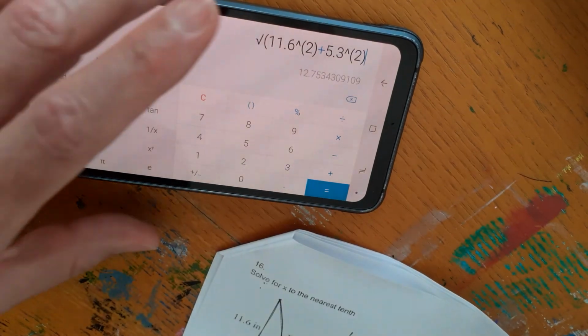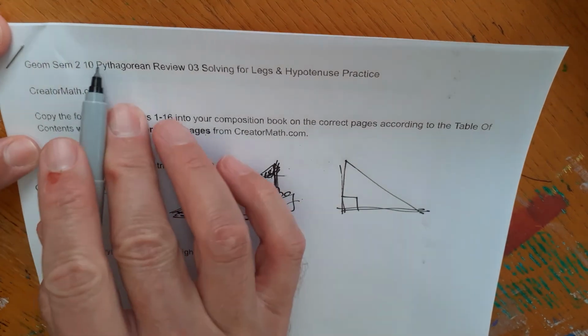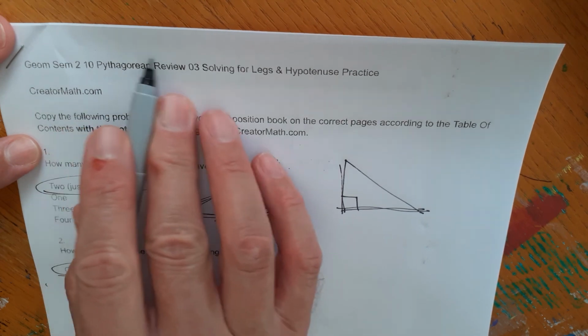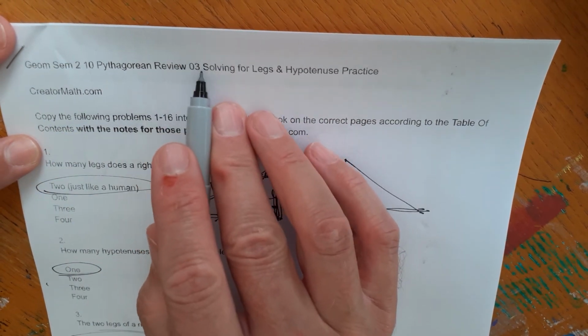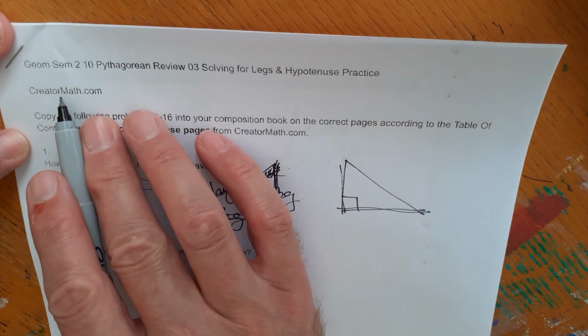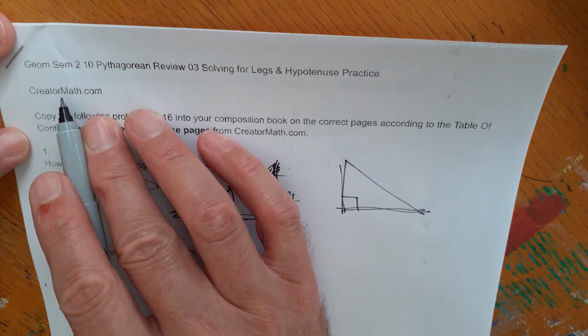All right, so make sure you're doing the correct assignment. You've got Geometry Semester 2. This is the 10th unit called Pythagorean Review. We already did Pythagorean. This is a review unit. And it's the third lesson in the review unit called Solving for Legs and Hypotenuse Practice. It's on creatormath.com or creatormath.weebly.com under the Geometry tab.